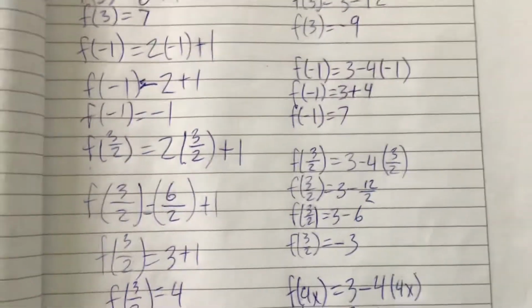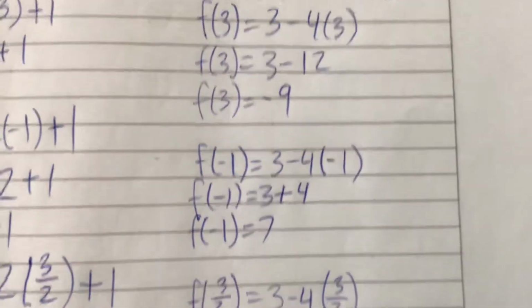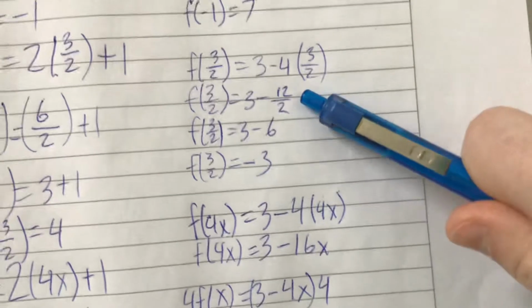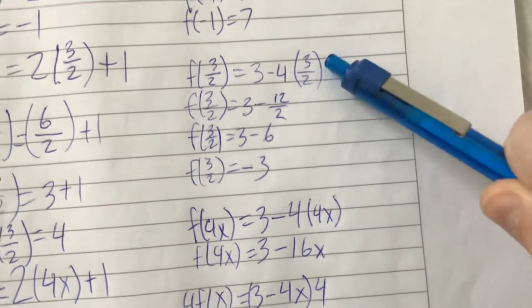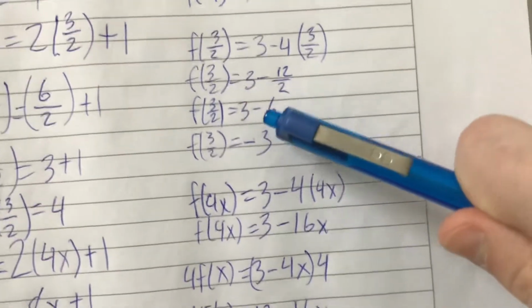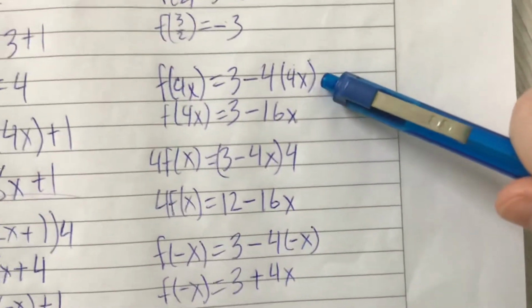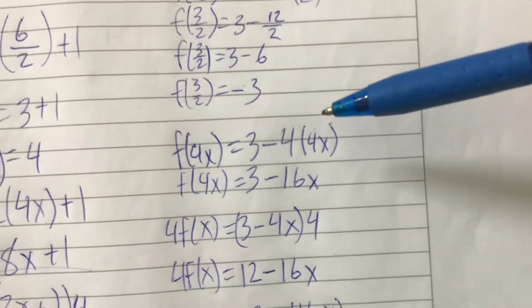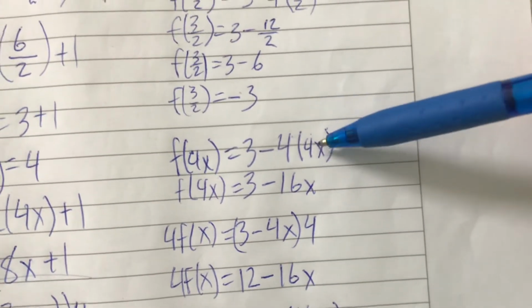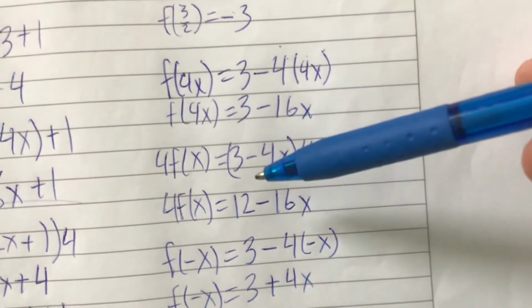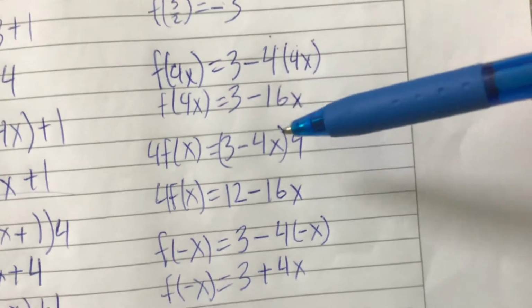So I figured I'd show the work I did. Here we go, there's a rational number here, 4 times 3 is 12, so you put that on top of 2 and that divides into 6, and then you get 3. And then over here you see there's a 3 minus 4 times 4x, and 4 times 4 is 16, so you get 16x, and then that's our answer, 3 minus 16x.